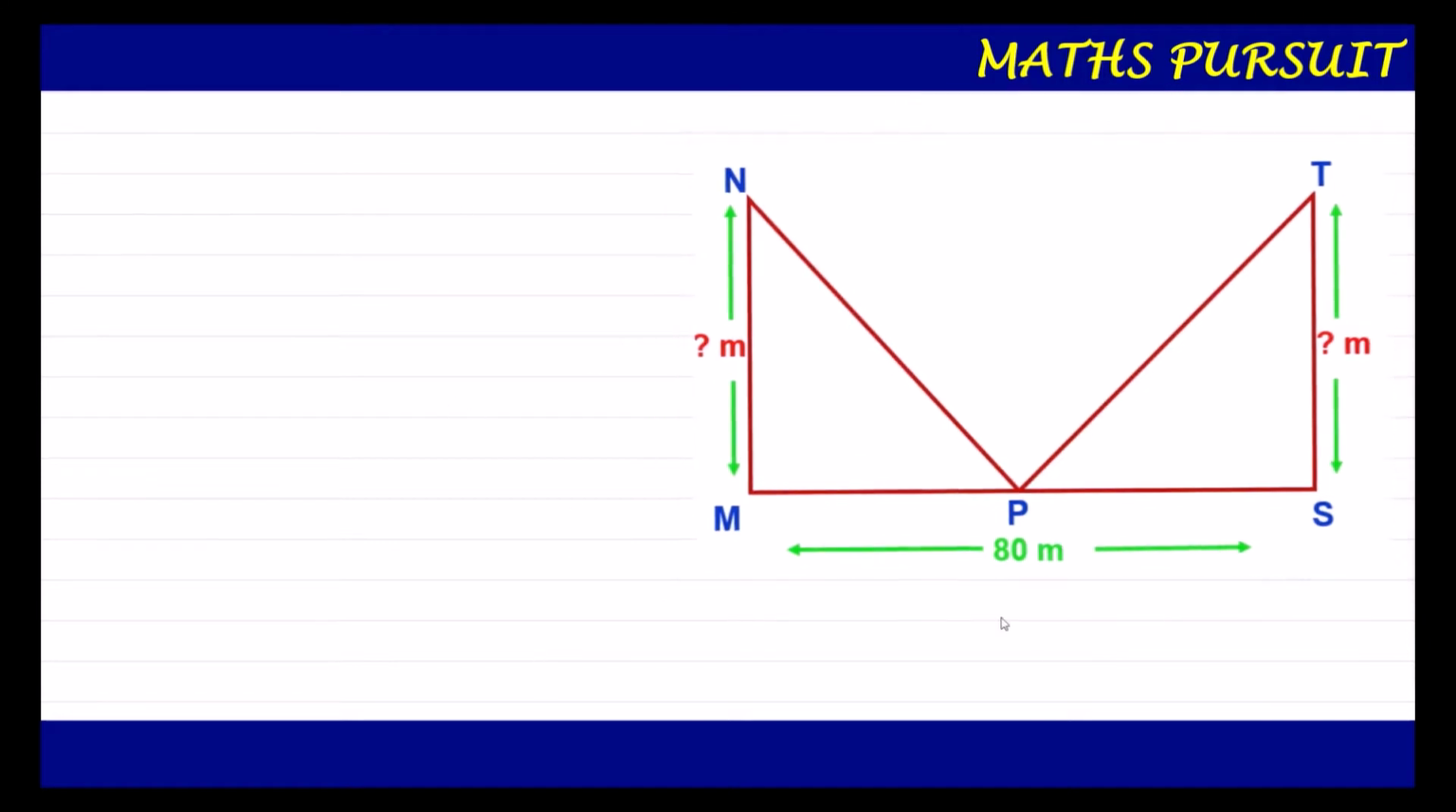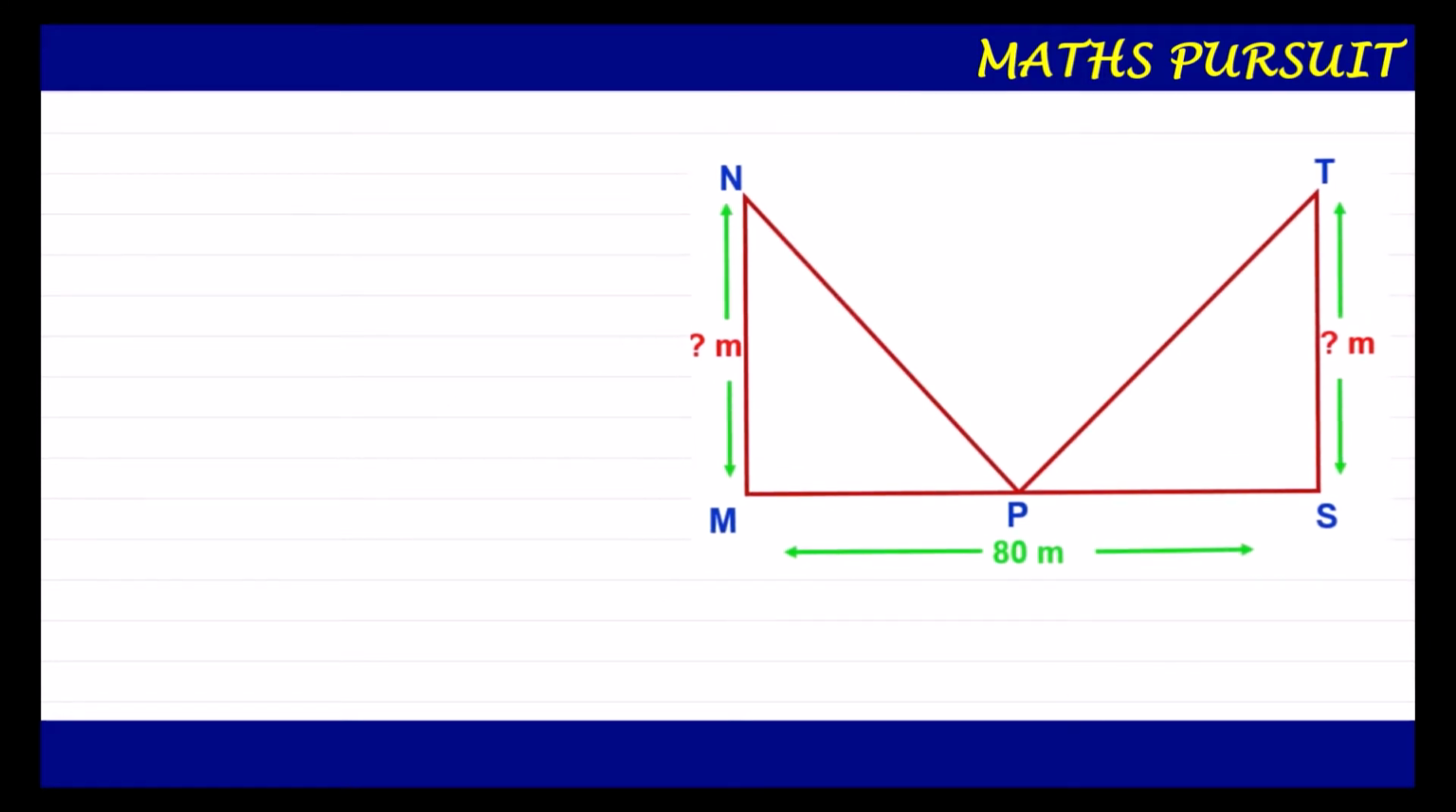Now we can say, let MN and ST be the two poles. So from this diagram I can say MN and ST are the two poles, and these two poles are of equal heights. That means the distance between M and N is the same as that of S and T. So I am writing MN is equal to ST. This is what is given in the question.